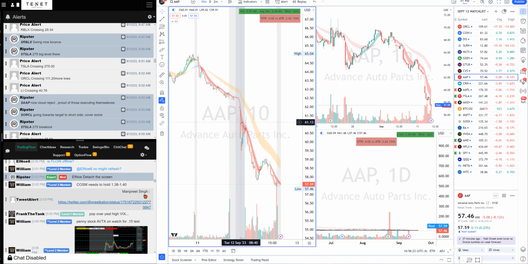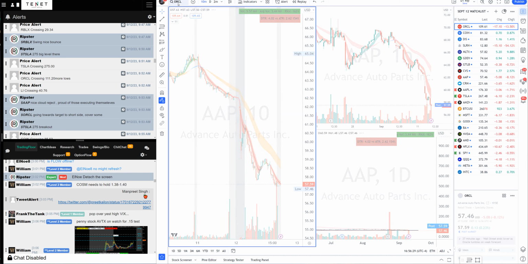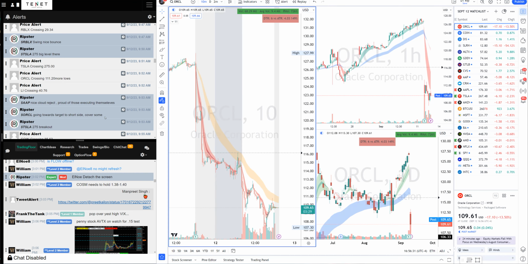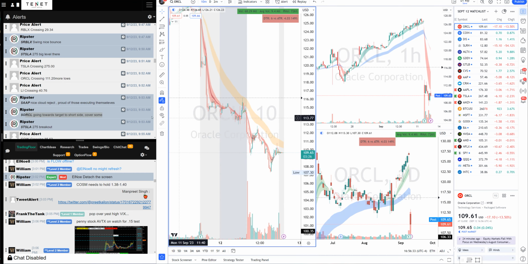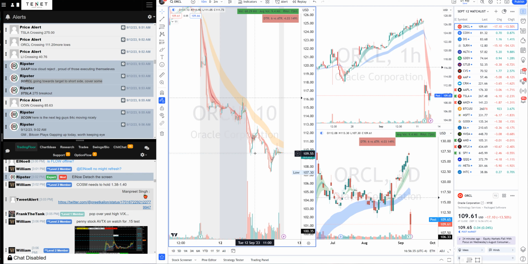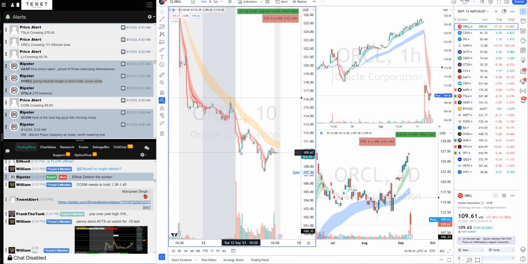But another idea that worked out perfectly, all-day fade. I was in Oracle though, right? Oracle short going towards the target. 110 was my first target. I covered most at 110. I could not add a big size at the pop. I was busy, but since I'm already profitable, I can risk more to re-add.